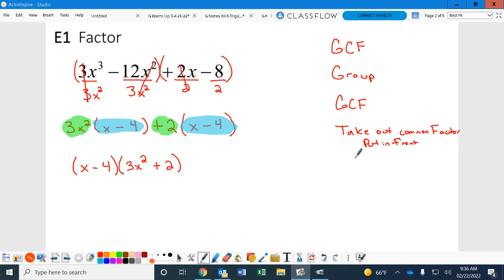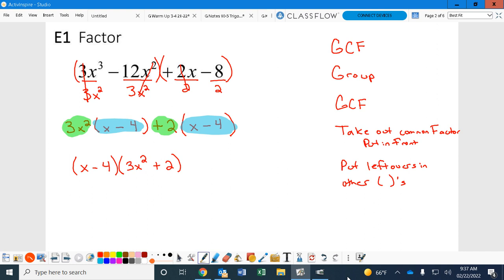Oh, for our last step, just like take out the common factor and then put leftovers. That's the easiest way for people to remember. Put leftovers in other parentheses, just so that we have all the steps written out all the way through. GCF, group, GCF, take out the common factor and put in front, put leftovers in other parentheses. That's like breaking it down as far as I can break it down, guys. That way you have words that make it make sense to you, steps that you can go through every single time.